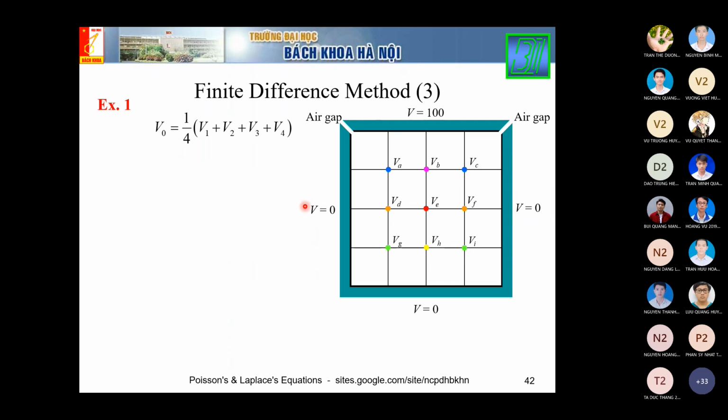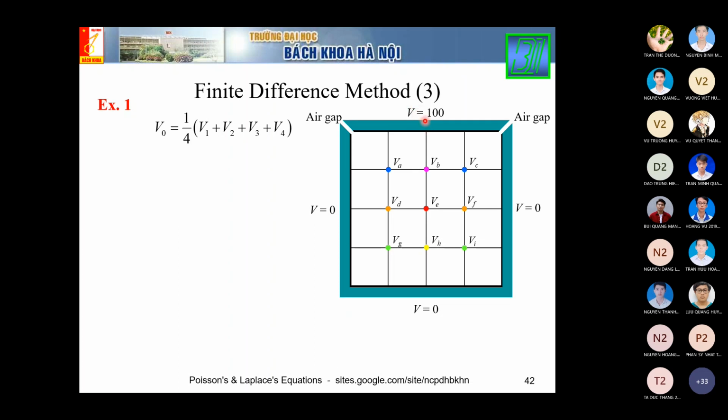Now we apply that idea to our first very simple example. This is a cross-sectional view of a system. The system here consists of a U-shape, a metal U-shape, so this one is a conductor, and a lid, a cover. This is the lid of the U-shape. The lid here is also made of metal, so this one is another conductor.